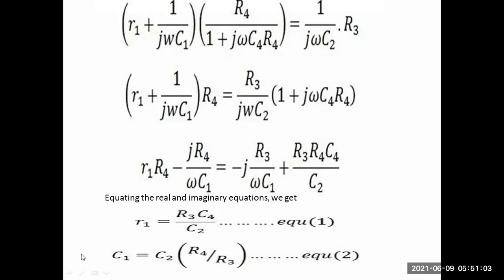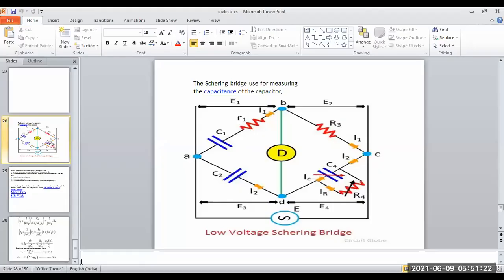With this, we calculate by means of the Schering bridge apparatus the unknown resistance and unknown capacitance of the given capacitor, as we have seen. Now, this is about the Schering bridge apparatus, and we move on to our next topic.